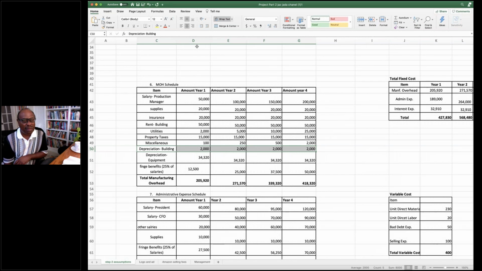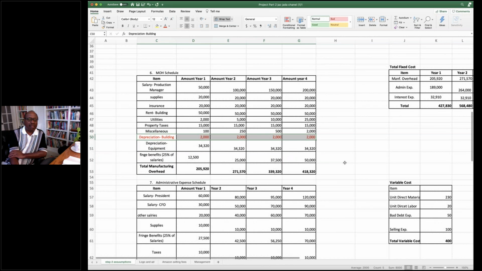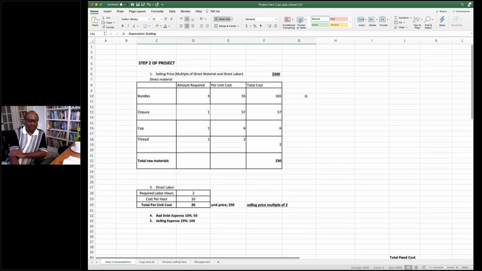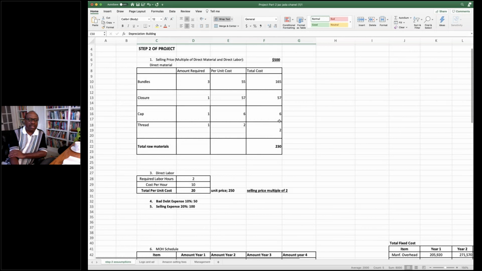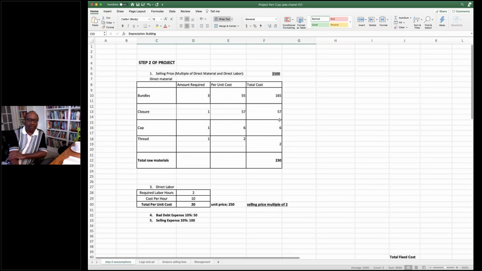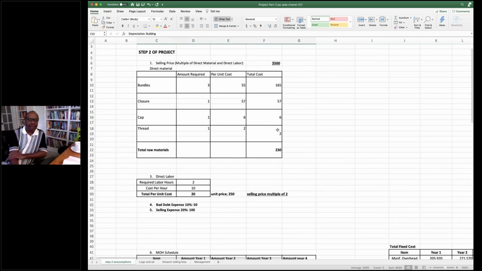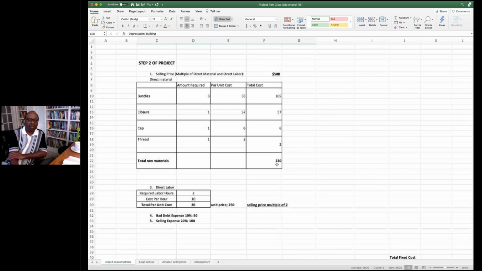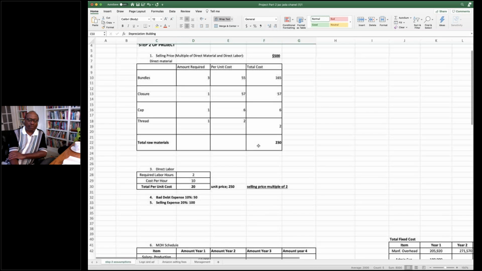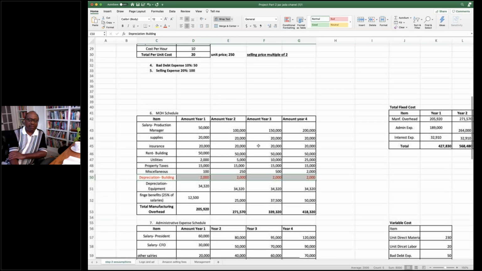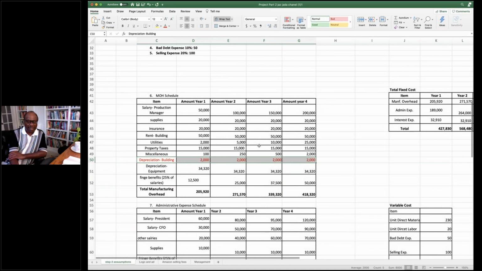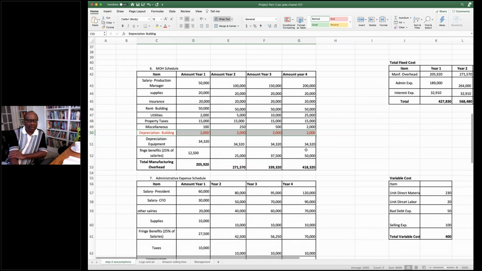I'll just put them in red. Okay, so no depreciation on the building. Now up here, make sure you got whole numbers. No cents. So round everything to the nearest dollar. And so you're estimating, so you want dollars.